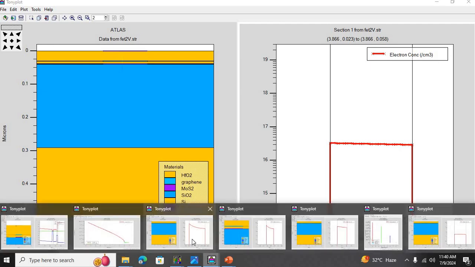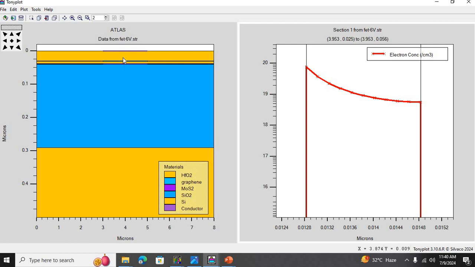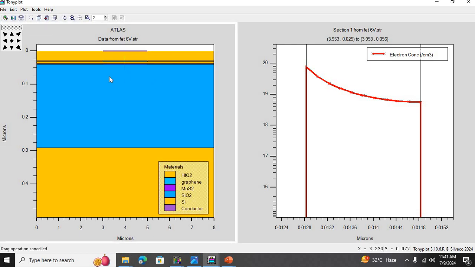So basically the electron concentration inside the channel is decreasing as we sweep the gate voltage from negative to positive. At higher negative gate voltages, we have higher electron concentrations inside the channel, and at higher positive voltages, we have lower electron concentration in the channel. And here is an explanation for that.